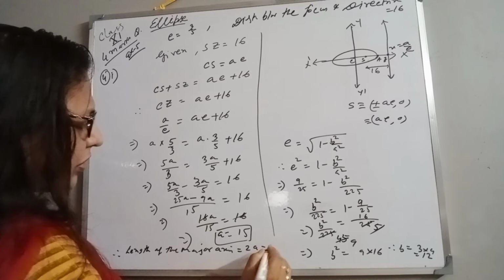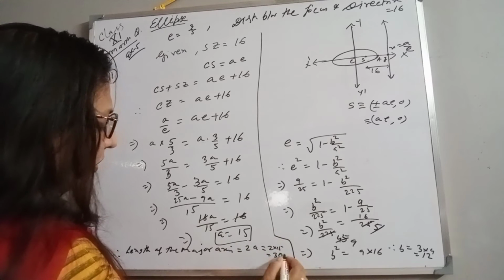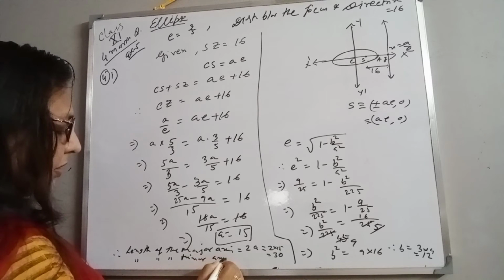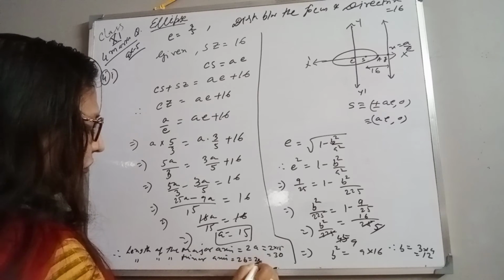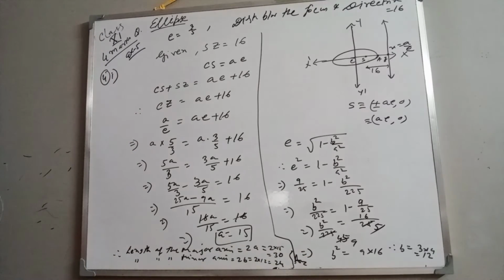So let us find the length of the major axis. Twice a, that is 2 into 15, so 30 units. And the length of the minor axis is equal to 2b, that is 2 into 12, which is 24 units. That should be the answer. So this is sum number 4 part 1 done. Next, sum number 6 we will do.